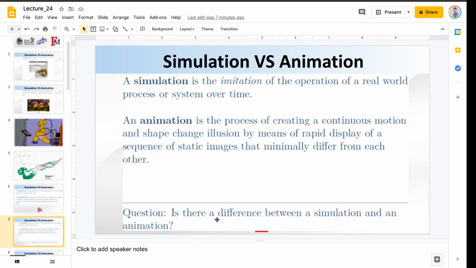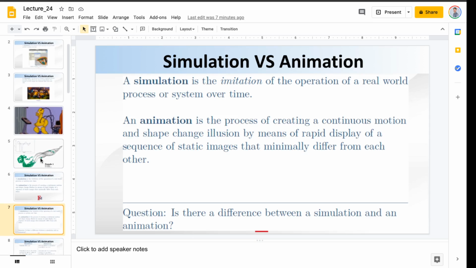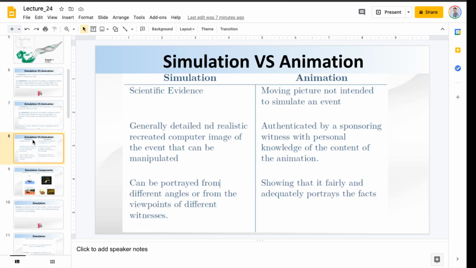So question, is there a difference between a simulation and animation? So obviously yes, there are quite a few, right? Simulation, the whole purpose is to create scientific evidence. And animation is just a moving picture, not intended to simulate an event. Simulation is generally detailed and realistic. It is to recreate a computer image of an event that can be manipulated.